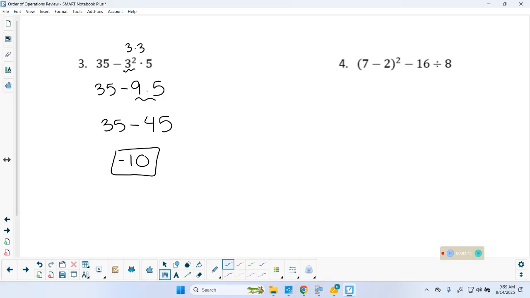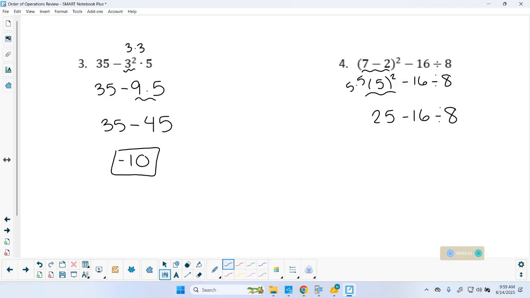Number 4, (7 minus 2) squared minus 16 divided by 8. We have a parenthesis, so we want to do the parenthesis first. 7 minus 2, which is 5, squared, minus 16 divided by 8. Next, we do have an exponent. We have 5 squared. Remember, that means that 5 is there twice, so it's really 5 times 5, which is 25, minus 16 divided by 8.